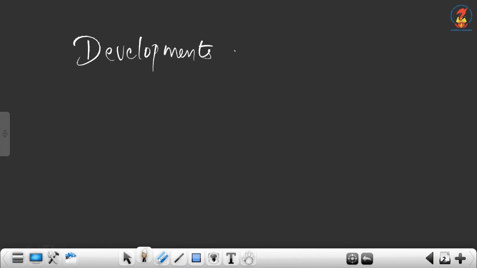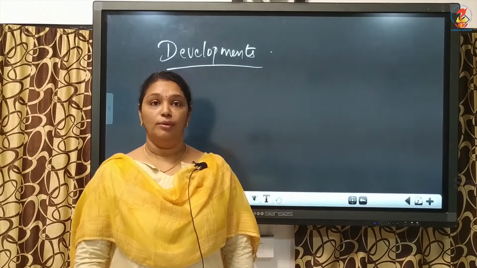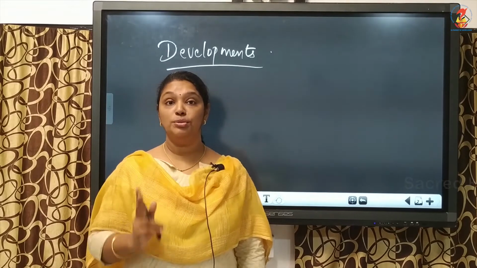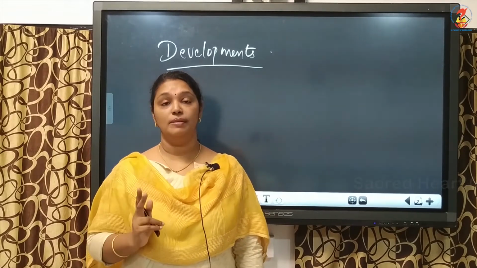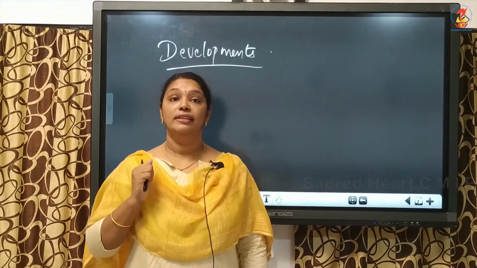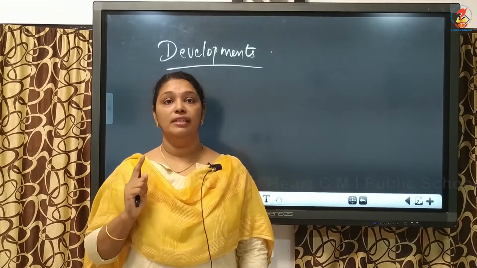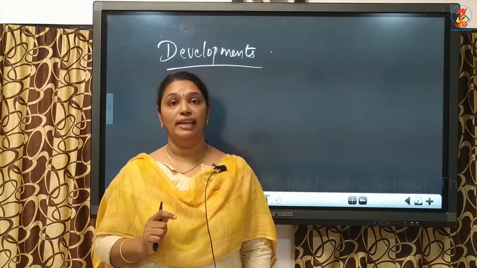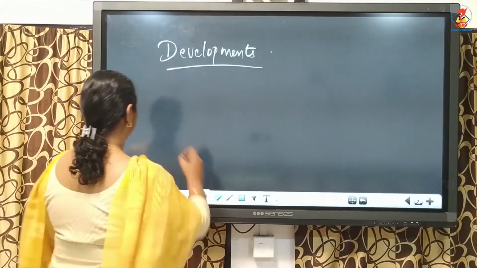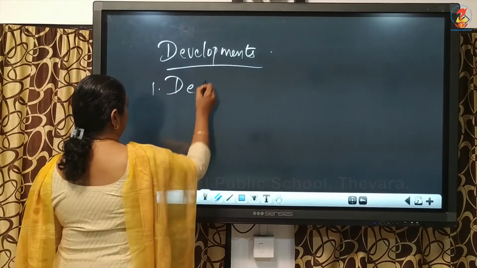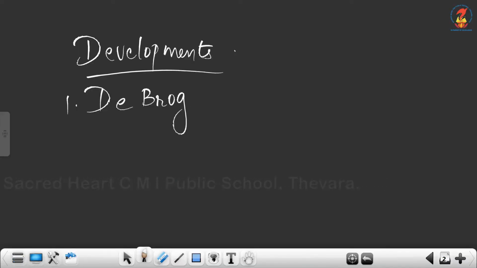Developments that led to the formulation of the quantum mechanical model. Now, there are two important principles that led to the formulation of the quantum mechanical model. The first is called the de Broglie relationship.